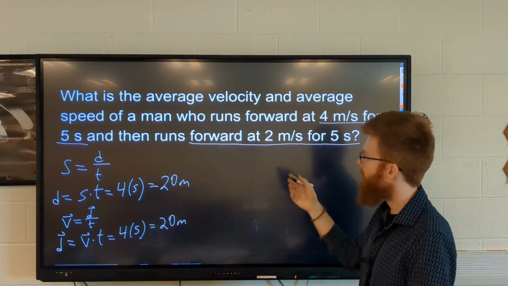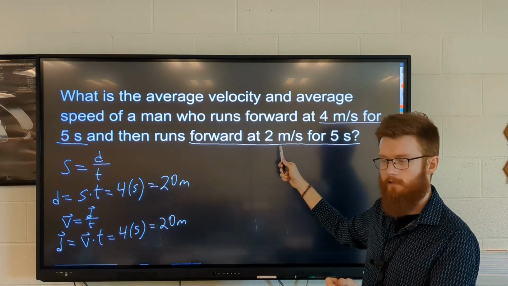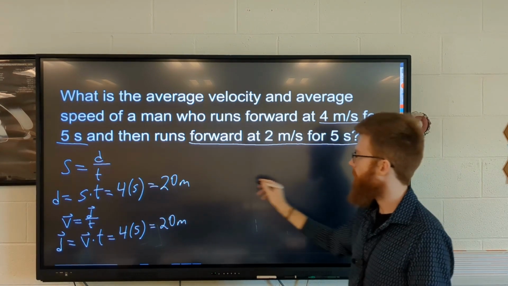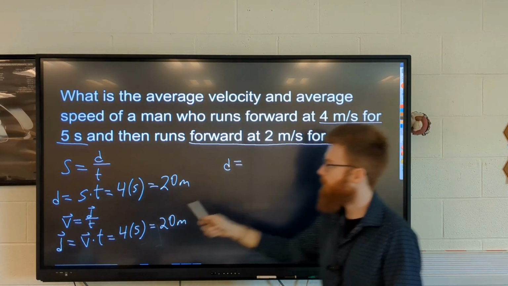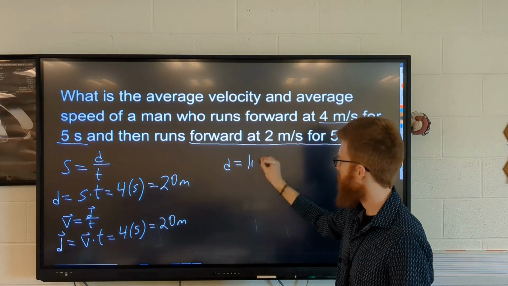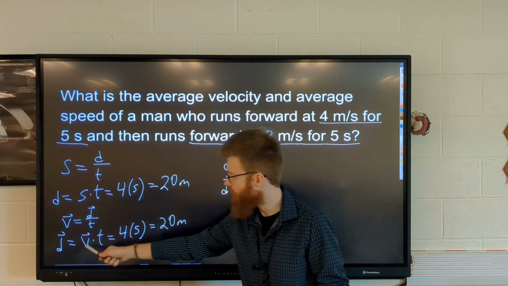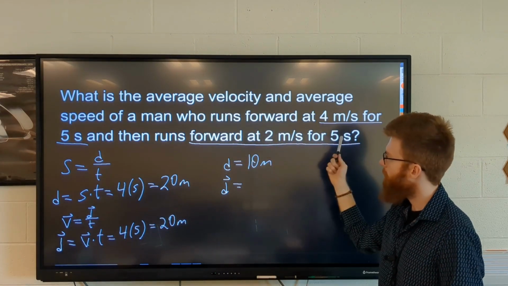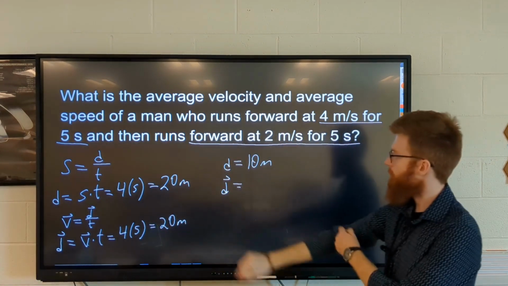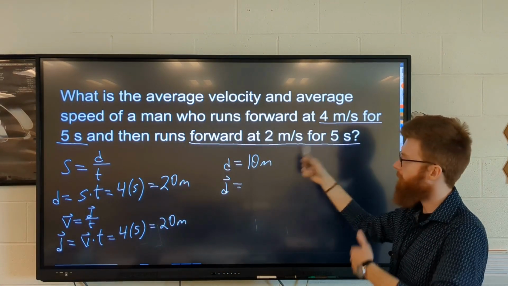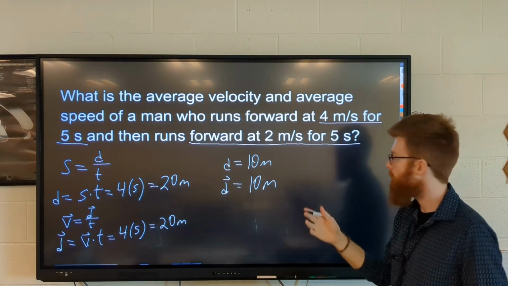That's how far he went. For the second step, I'll go through this one a little quicker. He ran forward at 2 meters per second for 5 seconds. To figure out how far that is, we just take our 2, multiply by 5, because that's what our equation here tells us to do. 10 meters. Displacement, same thing in this case. Velocity, 2 meters per second for 5 seconds. That's 10 meters.